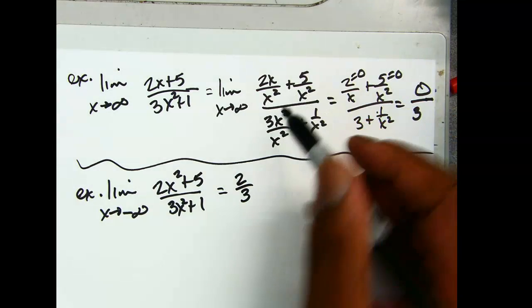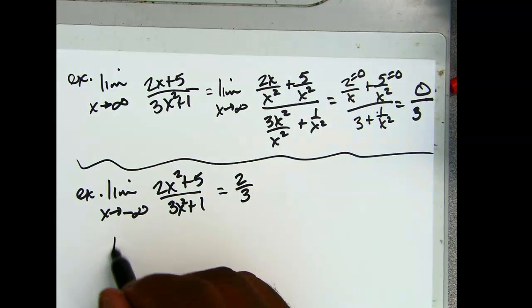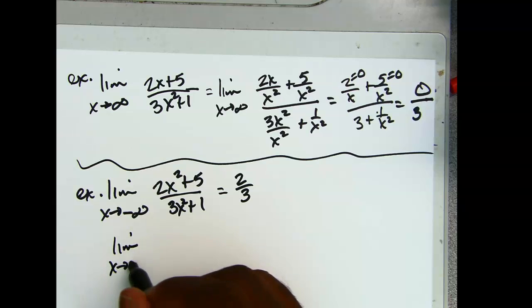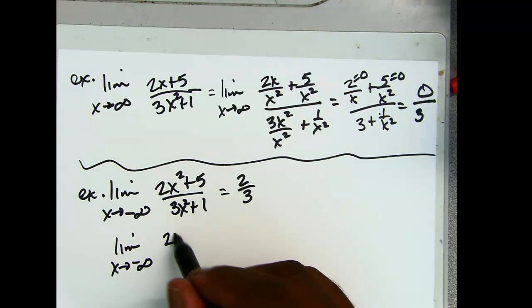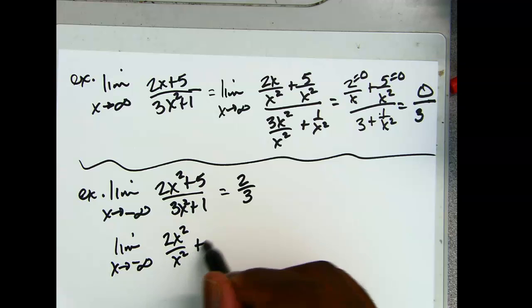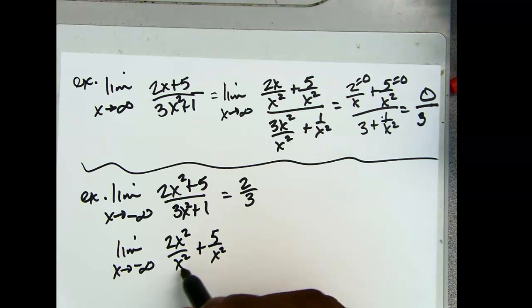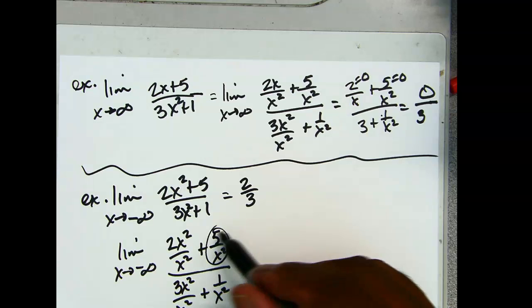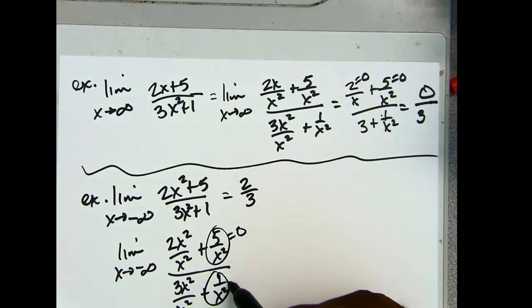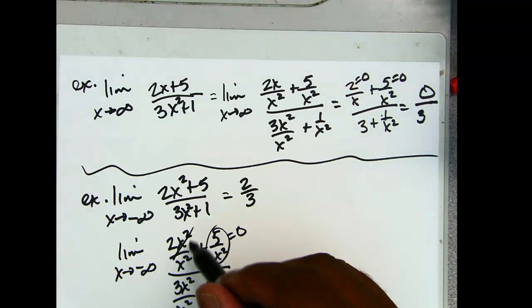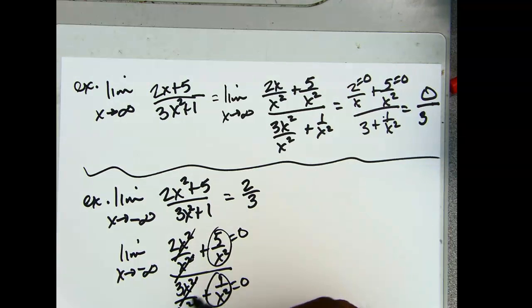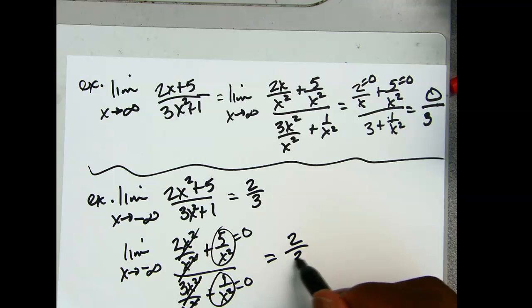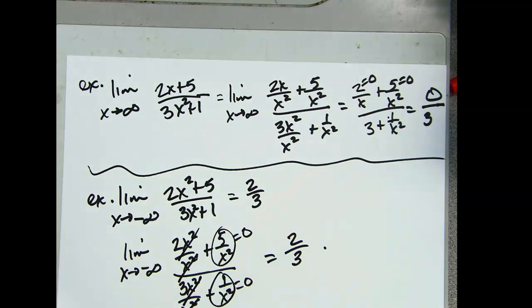But if we were to do it by this previous method, that would be the limit as x goes to negative infinity of 2x squared over x squared, 5 over x squared, divided by 3x squared over x squared, plus 1 over x squared. Okay, that one's equal to 0. X squared divided by x squared is 1. So we're going to end up with 2 divided by 3.